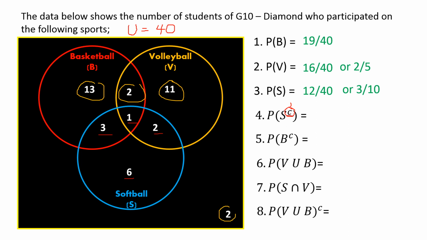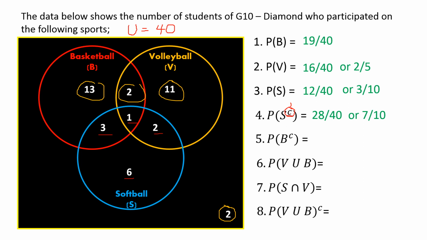So these are the numbers that we will use, since we're talking about the complement of S, meaning not part of S or not part of softball. Upon adding all of these numbers, 13 plus 2 gives us 15, plus 11 is 26, plus 2 gives us 28. So the answer is 28 over 40, or in simplest form, 7 over 10. So this is the basic way of dealing with notations using complement.